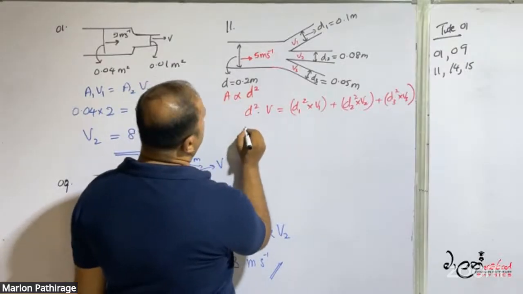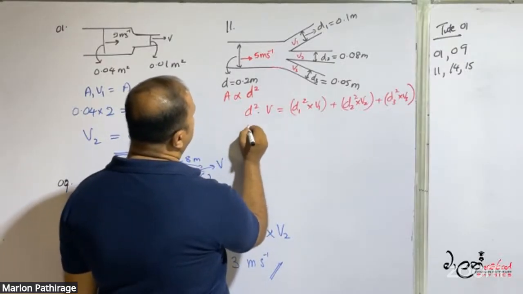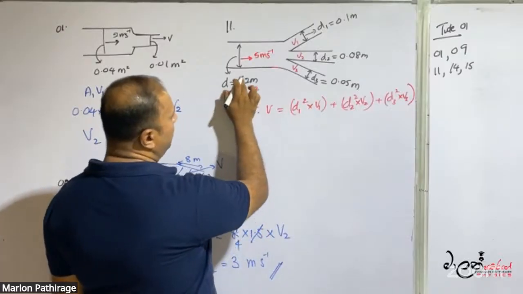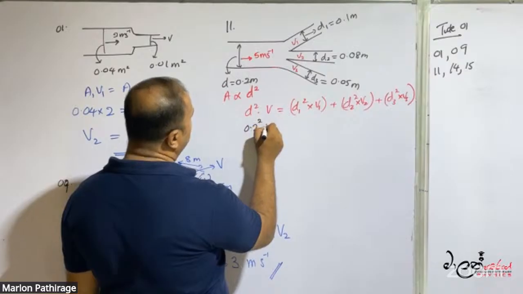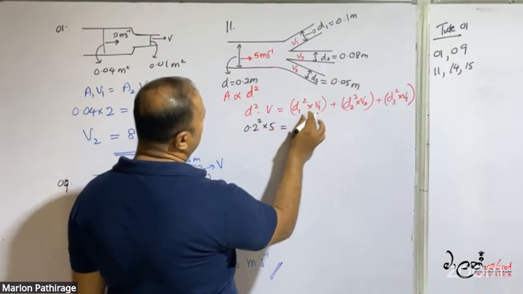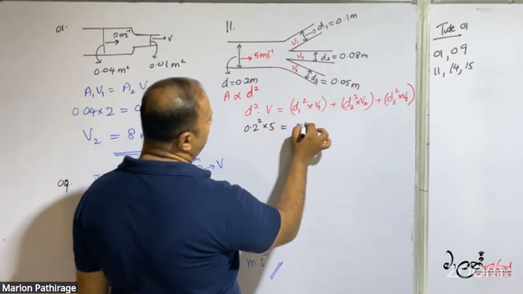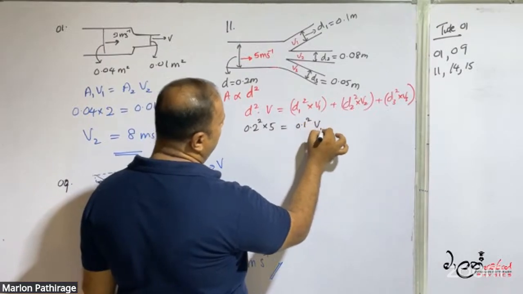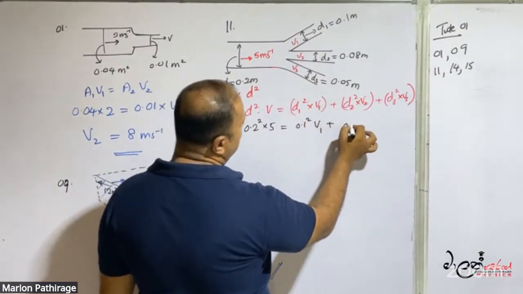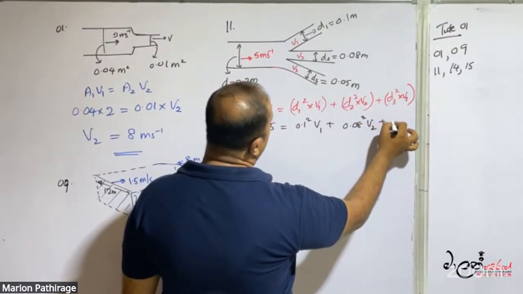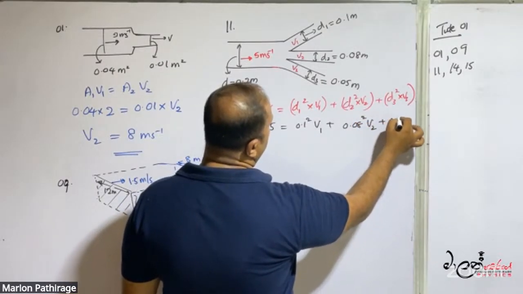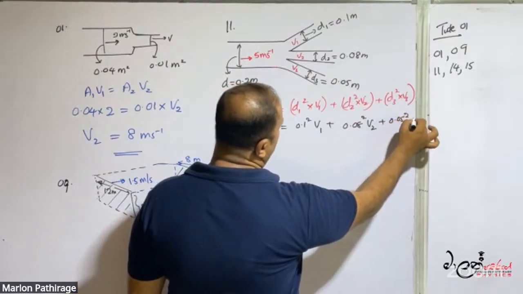Equation: 0.2 square into 5, here 0.1 square into v1, here 0.08 square into v2, here 0.05 square into v3.